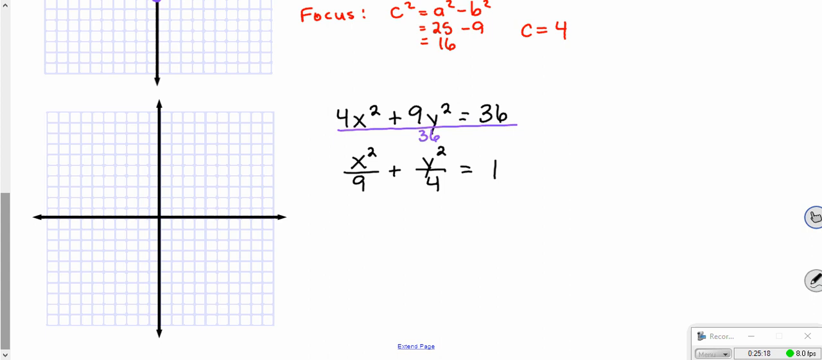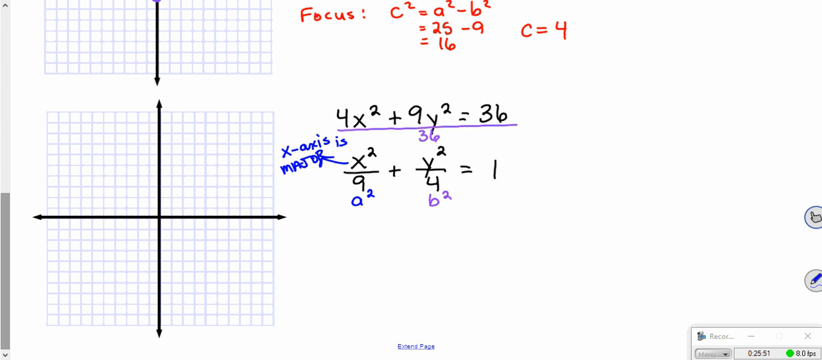Hope everybody sees that. So I'm dividing all three terms there by the 36. Again, that gives me my basic form. Now, the 9 is bigger than the 4, so the 9 has to be my a squared, the 4 has to be my b squared. That also tells me then that x is the major axis. Once again, x is the major axis.